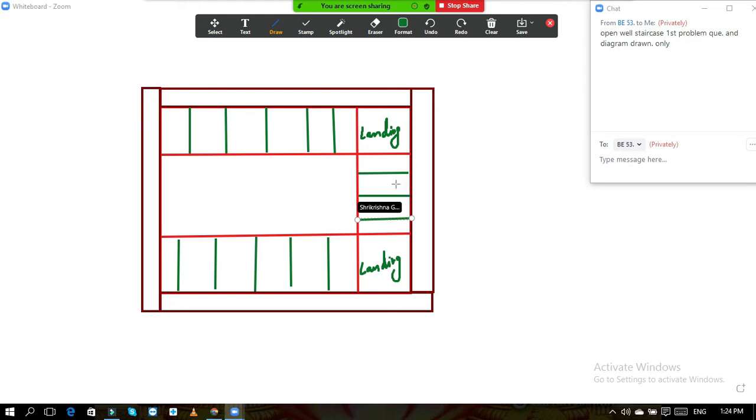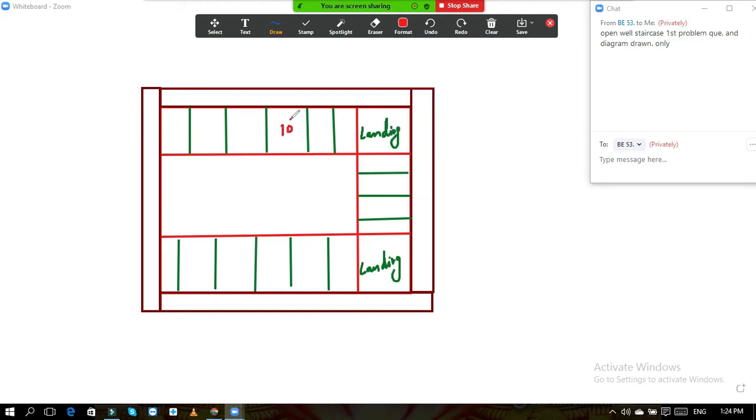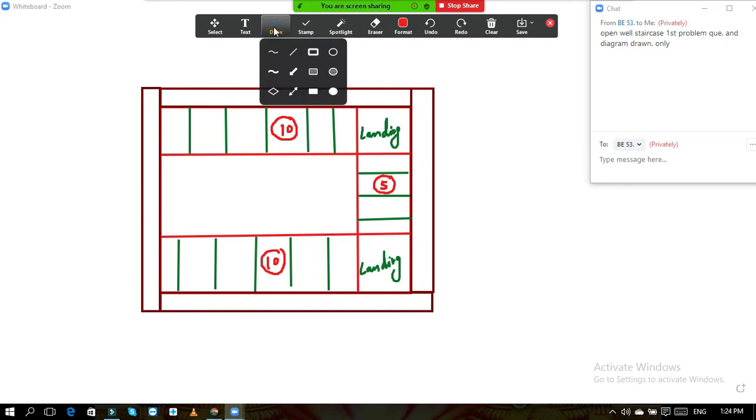So here the steps in this flight. In this flight there are 10 threads. Here also, how many threads? 10 threads. So the total becomes 20. And here 5 threads are at this point. So this is the given diagram to you, and the dimensions are also given.